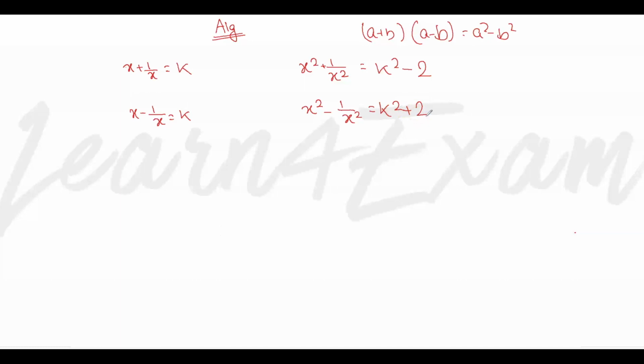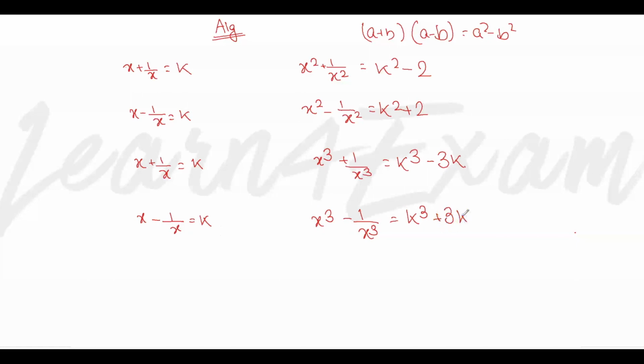What other information do we have? When we have the value of x plus 1 by x is equal to k, the value of x cube plus 1 by x cube is equal to k cube minus 3k. And when we have x minus 1 by x is equal to k, the value of x cube minus 1 by x cube is equal to k cube plus 3k. So whenever we have a negative sign, it is a positive sign on the right hand side. Whenever we have a positive sign, it's a negative sign on the right hand side. This is how you remember these four identities.